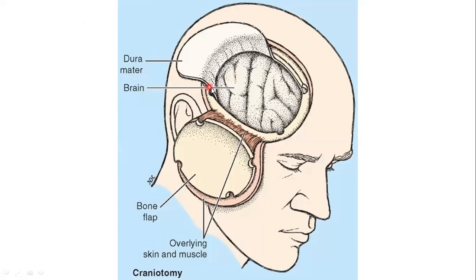Yes, you see, this is a bone flap. You see the pointer. This is the bone flap, they're removing that. And this exposes the brain. They separated the dura, and from below, with the overlying skin and muscle, they remove this bone flap. Here, this is a bone flap. So this is craniotomy. The bone flap is removed with the overlying skin and muscle.